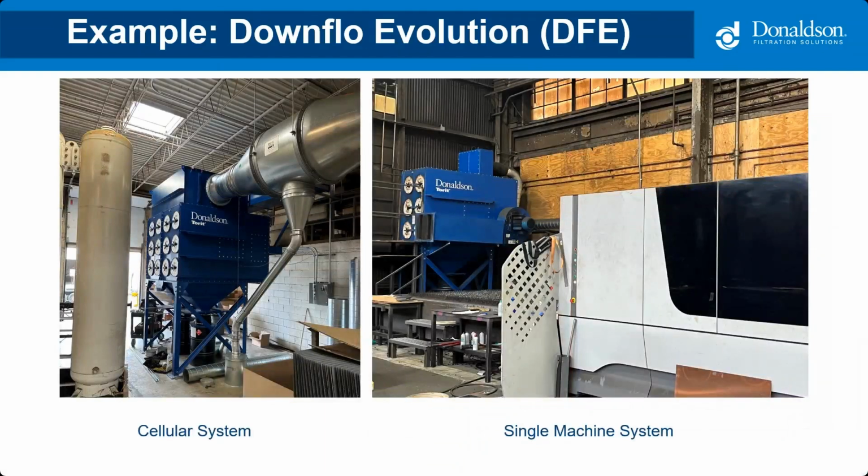Here are a couple examples of recent laser cutting projects Donaldson has worked on. So as you can see, both are cartridge collectors and they're both located indoors. The one on the left is a cellular system that is connected to actually 3 different lasers. And the one on the right, which is an image you saw previously, is connected to a single machine located next to an enclosed laser.